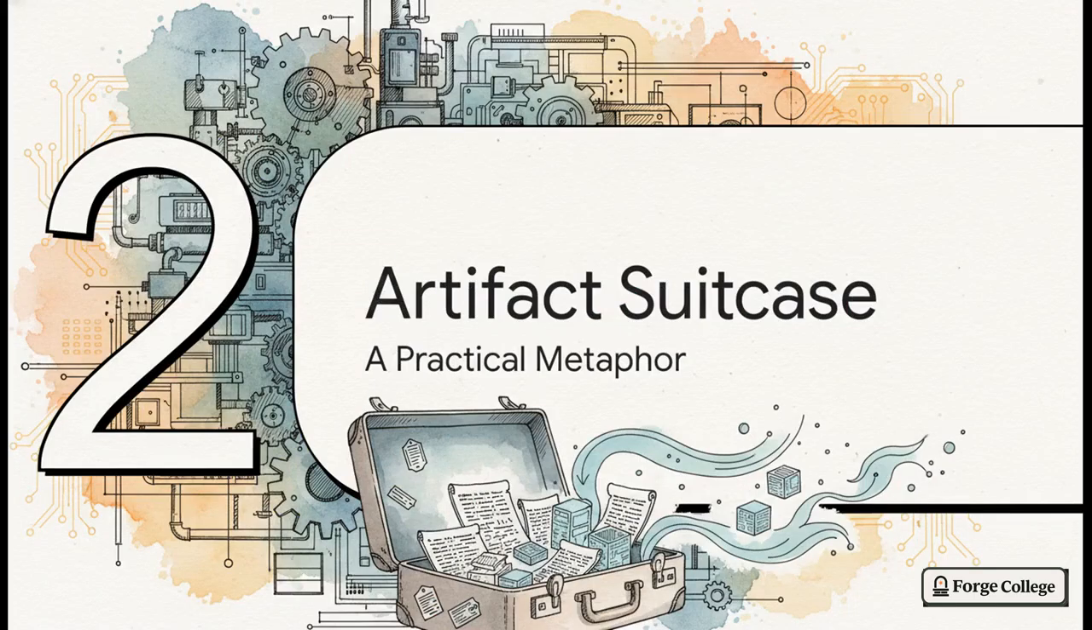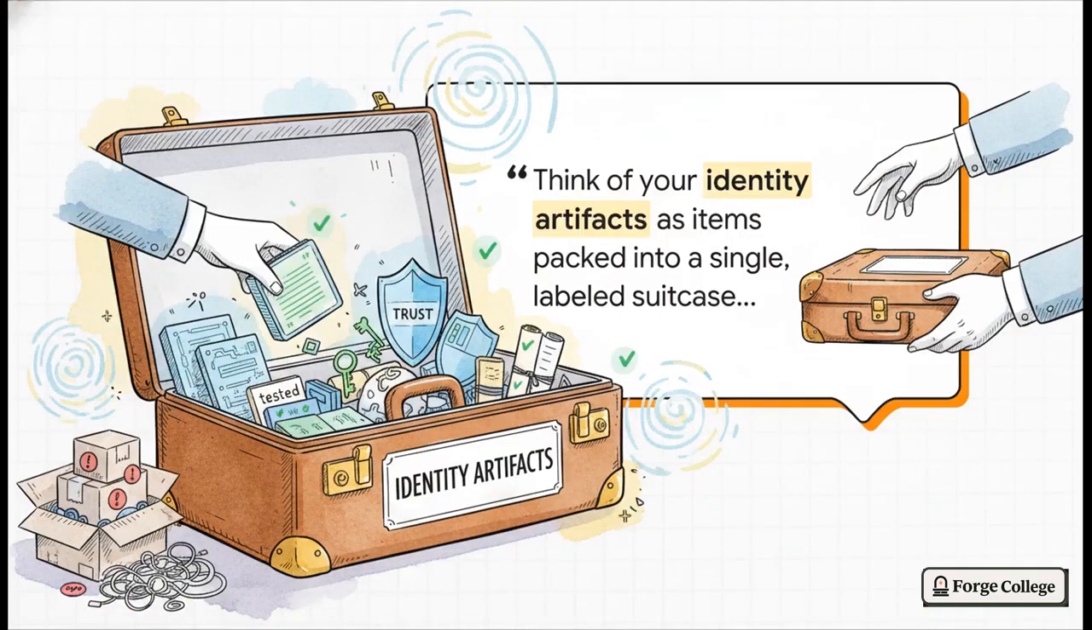Moving on to Section 2, the artifact suitcase metaphor. To organize all this abstract engineering work, I want you to think of your identity artifacts as items packed into a single, labeled suitcase that you're handing over to the Capstone team. Think about it. You wouldn't just throw unlabeled, untested code at another developer and say, "Hey, good luck." No way. Every single artifact needs to be neatly packed, clearly labeled, and accompanied by definitive proof that it actually works. You're essentially handing over trust, all packed in a box.